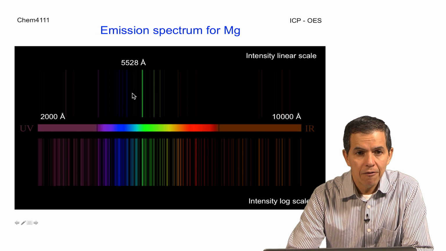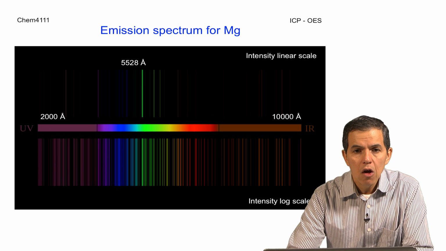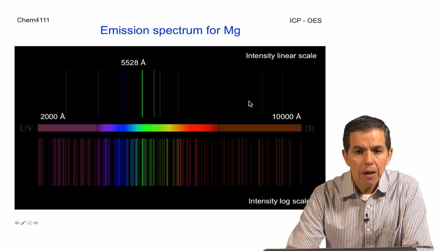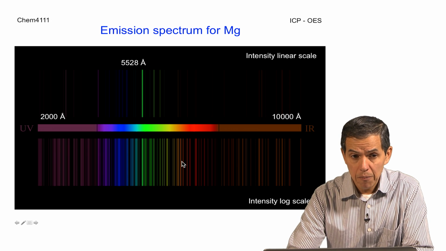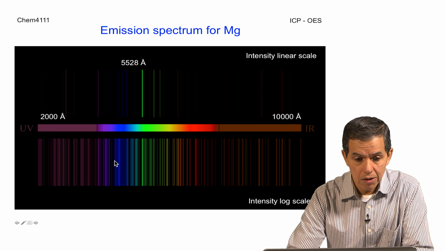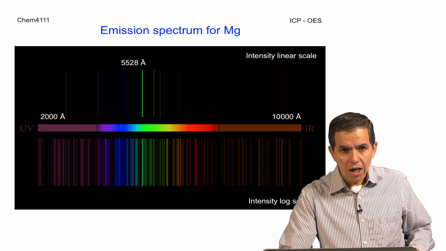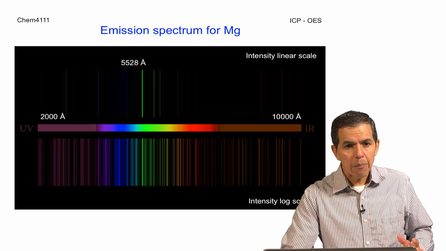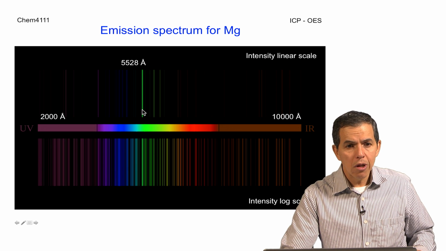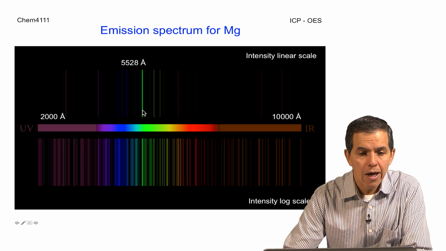We can see that 5528 angstroms is very intense, and there are some others that are less intense. If we really would like to appreciate the complexity of these systems, we can plot these intensities in a log scale, and we can appreciate that for each element we have many different lines that are part of this particular emission system. Another way to represent each one of these lines is by trying to blow up what happens in terms of wavelength. We have here a nominal wavelength for magnesium, 5528 angstroms.